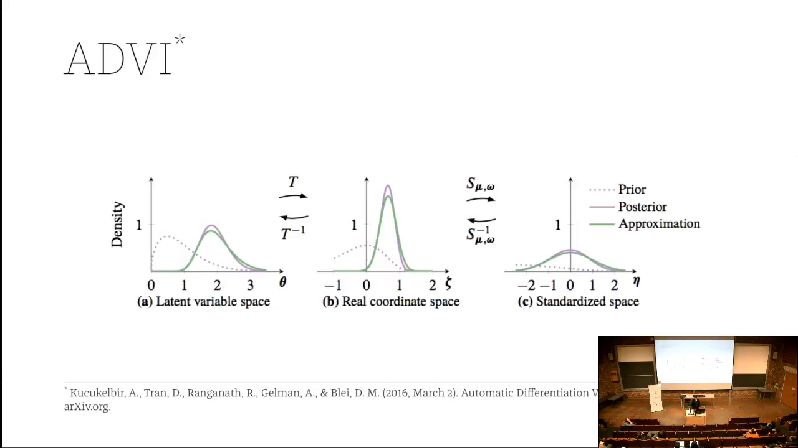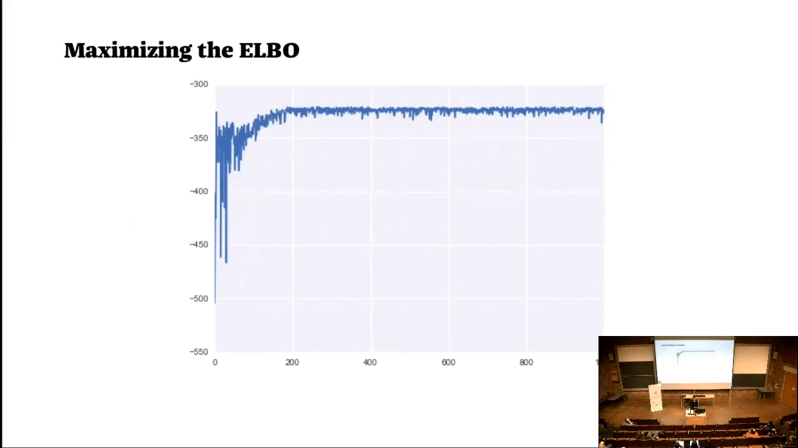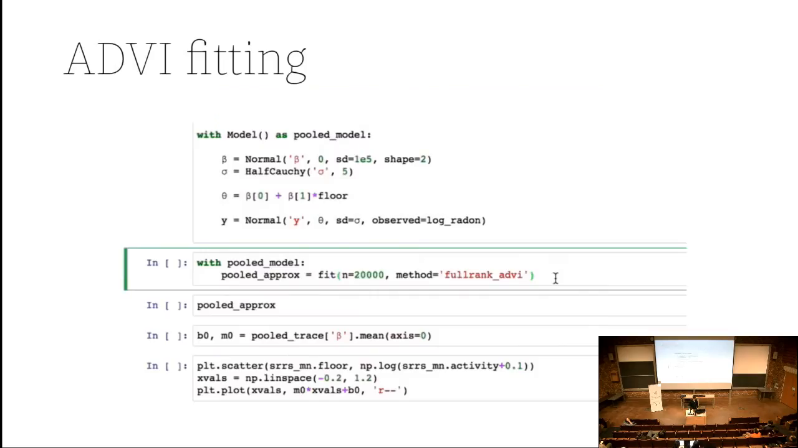PyMC3 implements this. What ends up happening is now you get a trace, but these aren't samples. This is the ELBO as you run a certain number of iterations. And it doesn't usually take very long. It operates much faster and scales much better with larger data sets. What it asymptotes to depends. Your mileage may vary, depending on what you used to approximate it. But it can sometimes get you a good enough approximation in a much shorter time than using MC sampling.